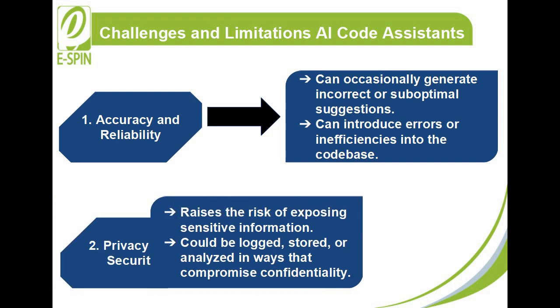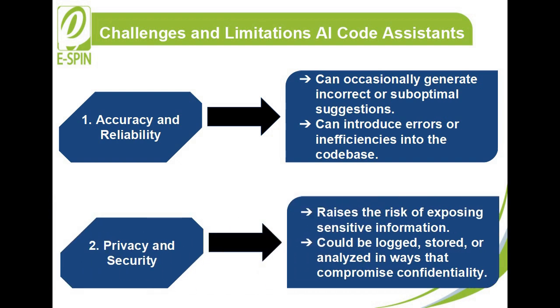2 is privacy and security. These tools often require access to a project's code to provide relevant suggestions, which raises the risk of exposing sensitive information. For example, if the AI assistant is cloud-based, there is a potential for data breaches or unauthorized access to the codebase. Additionally, the data used by the AI assistant could be logged, stored, or analyzed in ways that compromise confidentiality. Ensuring that sensitive information remains protected and that the AI tool adheres to strict data privacy and security standards is crucial.